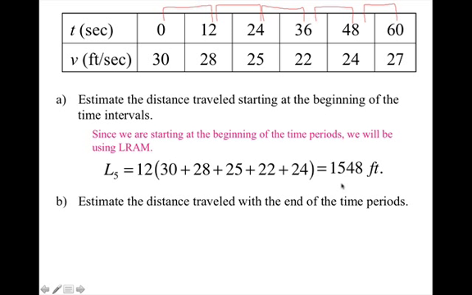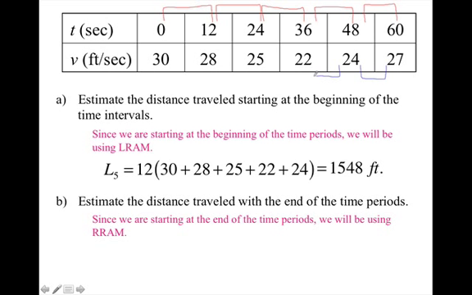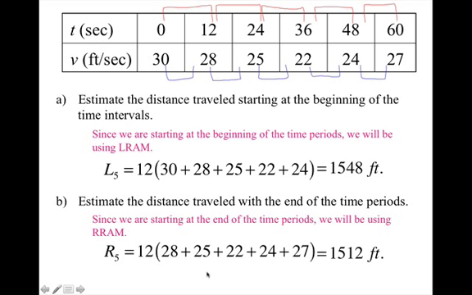Now to estimate the distance traveled with the end of the time periods, that means I'm going to be doing the right rectangular approximation. So this time, since I am doing right, I'm going to start with the right endpoint, and there's going to be 1, 2, 3, 4, and 5. So my change in x, or the width of each rectangle, is still 12, but this time I'm using the right value of each of the intervals. So 27, 24, 22, 25, and 28. And this time I'm going to get 1512 feet.